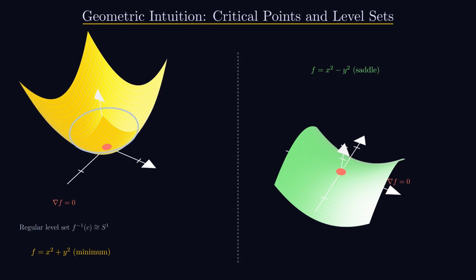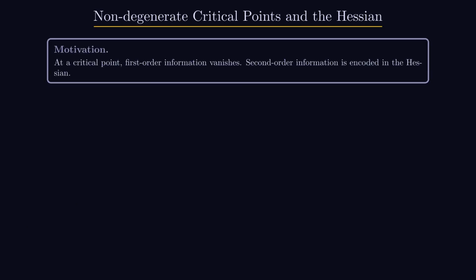For any regular value c, the level set f inverse of c on the bowl is a smooth circle, a one-manifold as expected. This is a consequence of the implicit function theorem, which we will discuss later. Critical points are not all geometrically equivalent. At a critical point, the first-order information, the gradient, vanishes by definition.